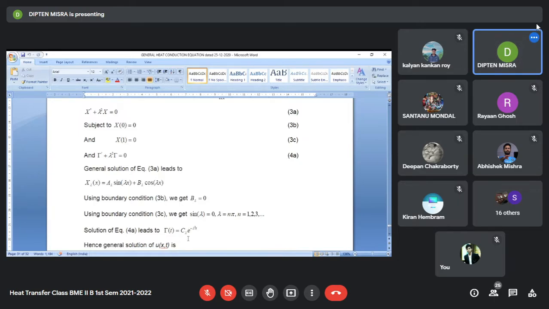Now we have a solution that consists of a product of a lambda 1 into c lambda 1. There can be another solution for lambda 2, which will be a lambda 2 into c lambda 2, and here it will be sine of n will become 2, so it will become 2 pi x, and here it will become minus 2 square pi square t. There may be another solution corresponding to lambda 3. All these lambdas will contribute to separate possible solutions for temperature distribution U.